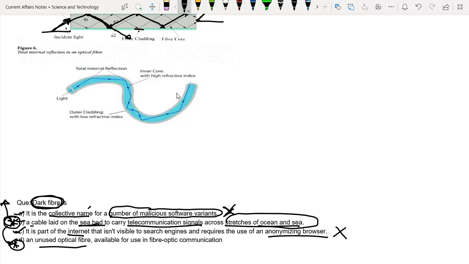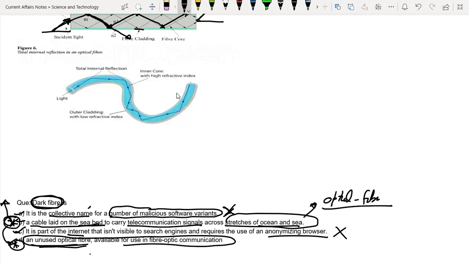A cable laid on a seabed for telecommunication, this is an optical fiber. It is a definition of, sorry, optical fiber. But the definition of dark fiber is an unused optical fiber available for use in fiber optic communication. So this one is the correct one, because when an optical fiber is in unused form, we call it dark fiber. So the second one is approximately near but not correct. So our option is D. Dark fiber is an unused optical fiber available for use in fiber optic communication.